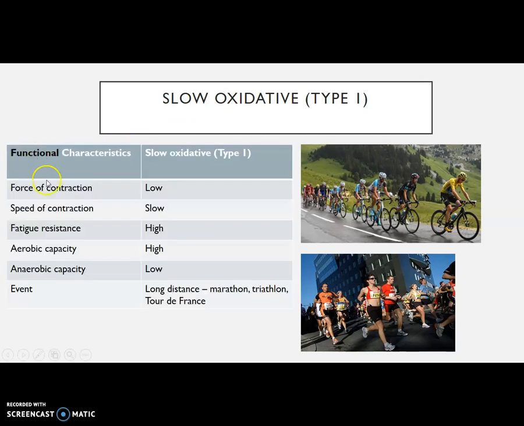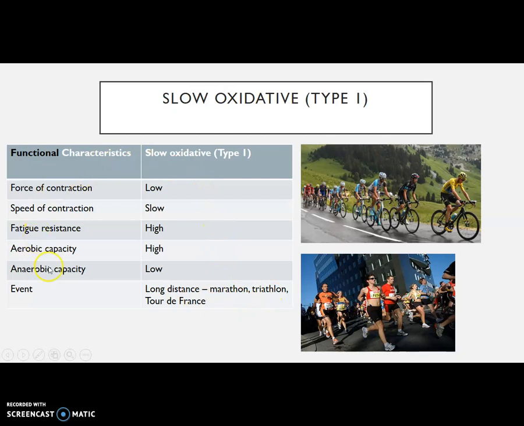So a type 1 muscle fibre has a low force of contraction, a slow speed of contraction, high resistance to fatigue, i.e. it doesn't fatigue easily. It has high aerobic capacity, so low intensity, long duration, low anaerobic capacity, i.e. doesn't create great power, so it's suitable for events such as long distance, marathon running, triathlon, Tour de France.